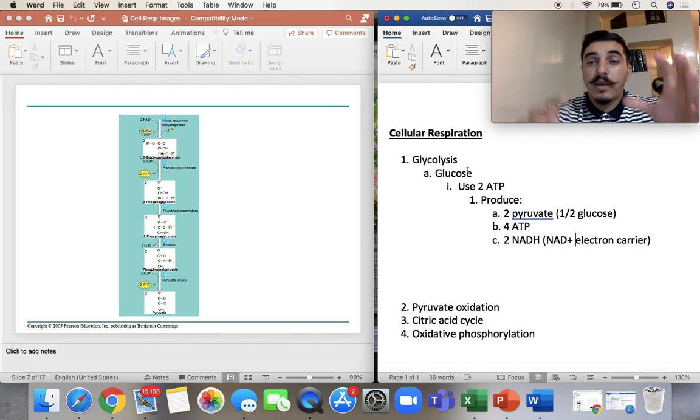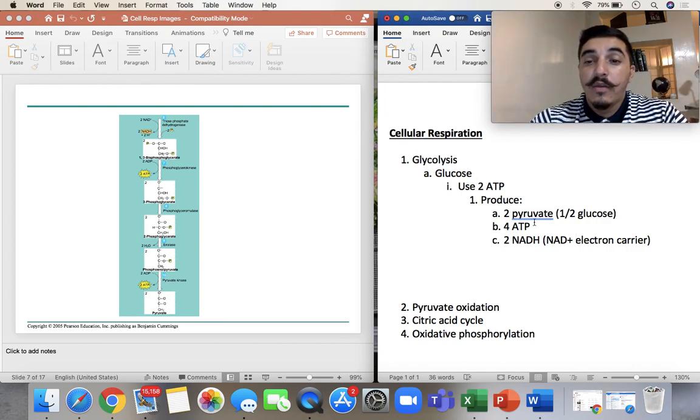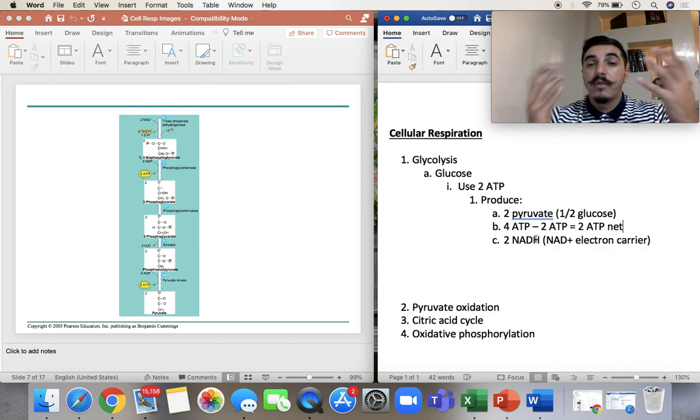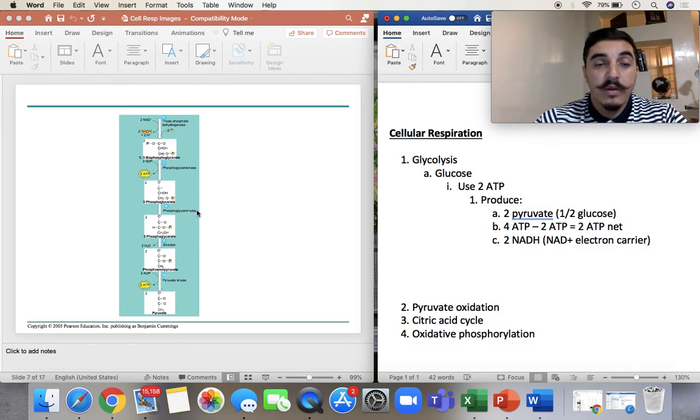So in glycolysis, we have our glucose, our food molecule, use two energies, break it down, and make two pyruvates, or split it in half, make 4 ATPs, and make 2 NADHs. Since we made 4 ATPs minus the 2 ATPs we used, we have 2 ATP net. We used 2, we made 4, so we make 2. In general, during cellular respiration, we make 36 ATPs. We're going to go one by one, so we have two right here, and then we'll jump into the next ones later on.